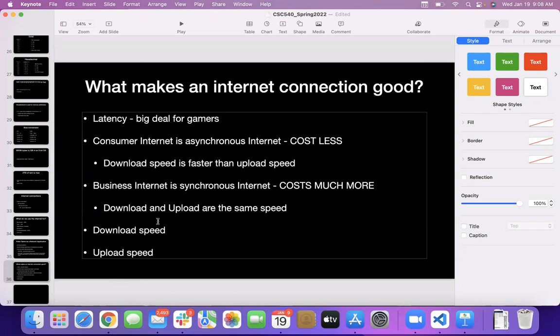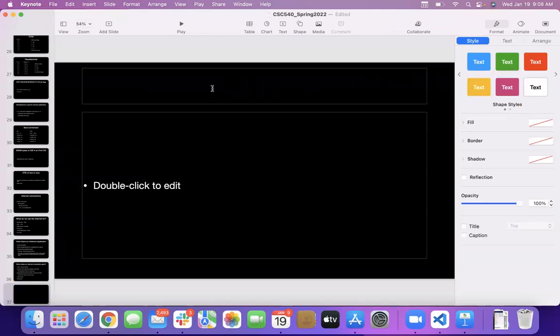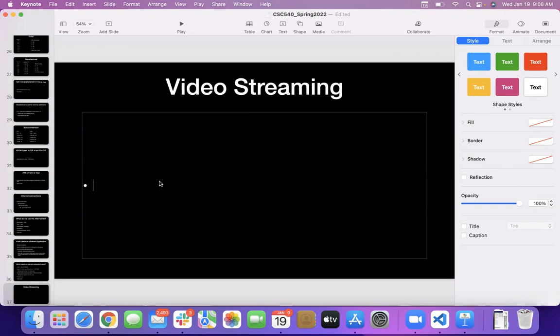So now let's talk about download speed and upload speed for video streaming. Because whether you're a gamer or not, some of you in here are gamers, some of you aren't, and some of you play the little time-waster games as opposed to competitive games.